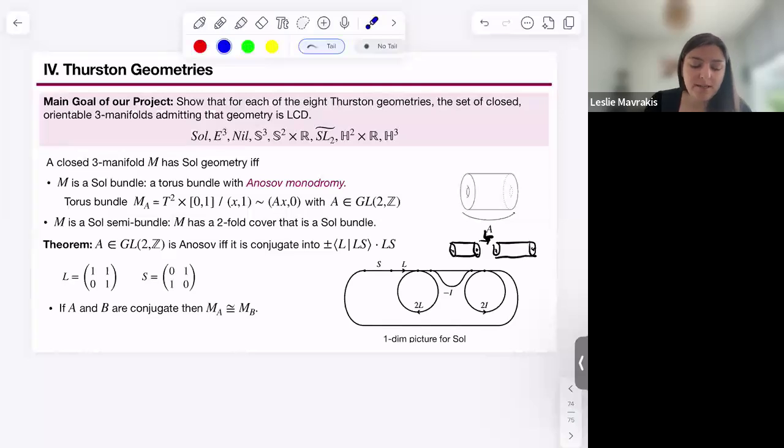But the point is, if you have some word in this regular language, say SL, maybe L squared, that's going to tell you a path to go around in this train track.